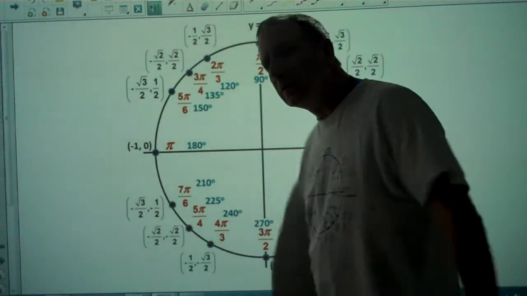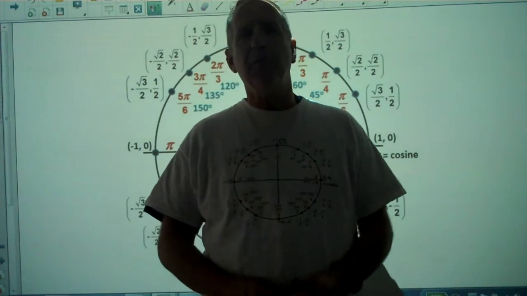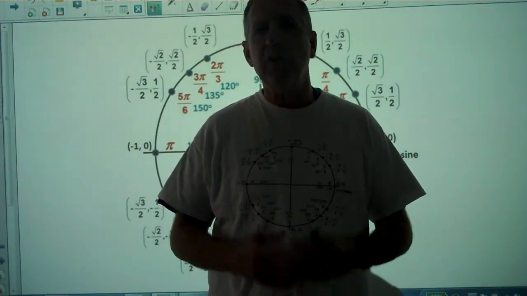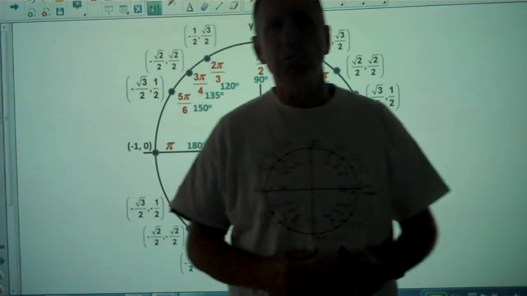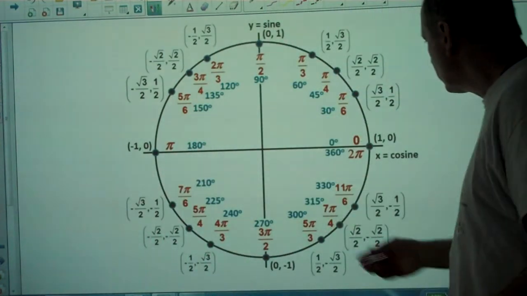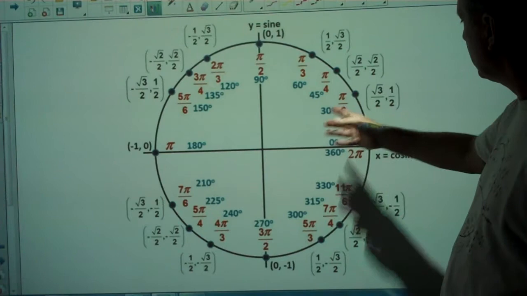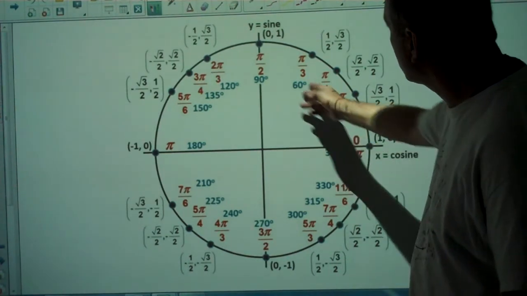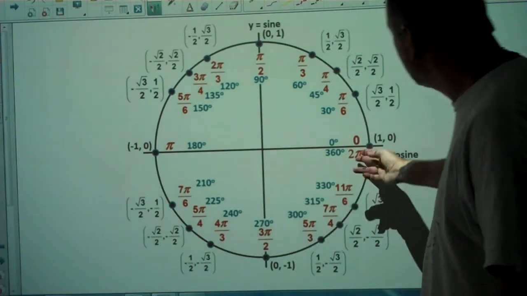Hi. One thing that really helps us out in the study of trigonometry and something we need to know is our 16-point standard unit circle. And the 16-point unit circle is comprised essentially of different things we need to know. Here we have degrees in blue from 0 to 360.